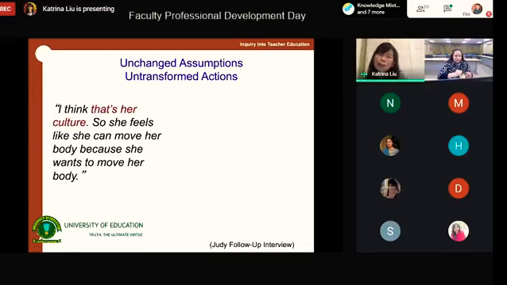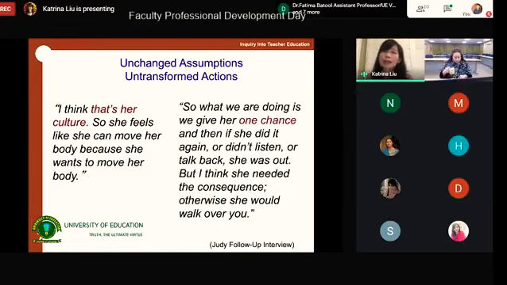When I asked her about her assumption about this child and her behavior, Judy responded, "I think that's her culture. She feels like she can move her body because she wants to move her body." So she made a simple assumption that African American bodies want to move around in the classroom. And then she has untransformed actions. Based on that assumption, their action is zero tolerance.